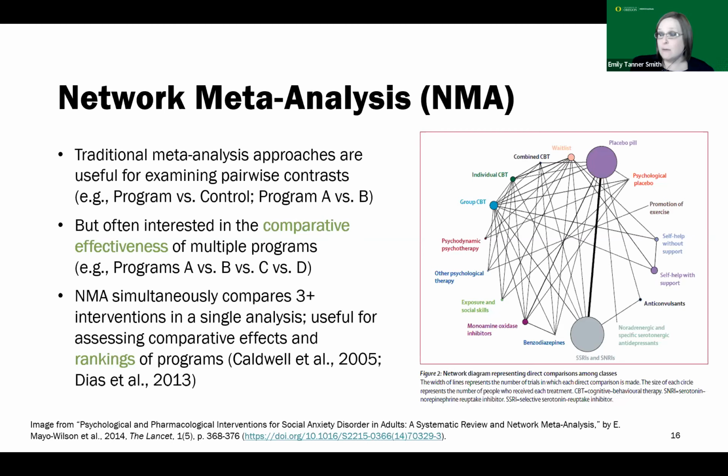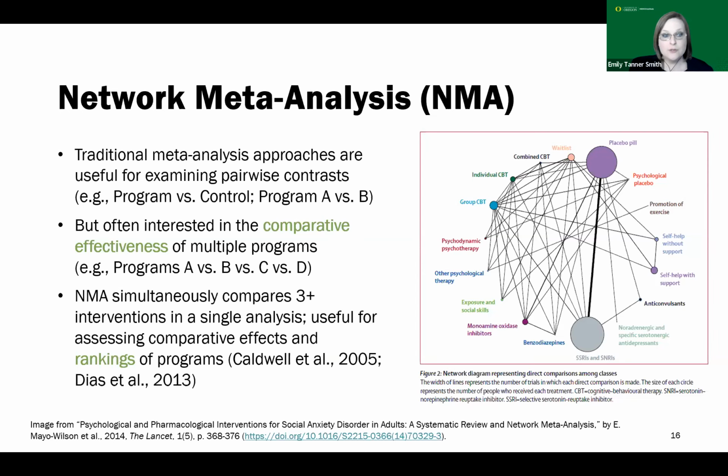So for instance, the network diagram that you see here is from Evan Mayo-Wilson and colleagues' NMA, examining the comparative effectiveness of different interventions for social anxiety disorder in adults. The different interventions of interest are represented as nodes or circles in the diagram. And then the solid lines in the diagram show which interventions have been compared directly in the literature. The width of those lines is often proportional to the number of studies providing evidence about that specific contrast.